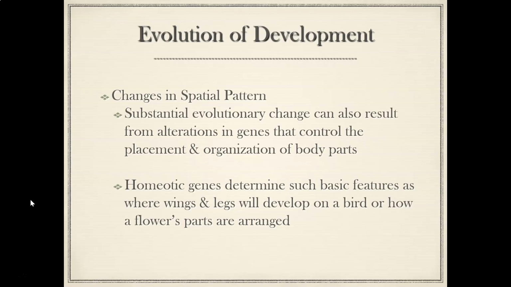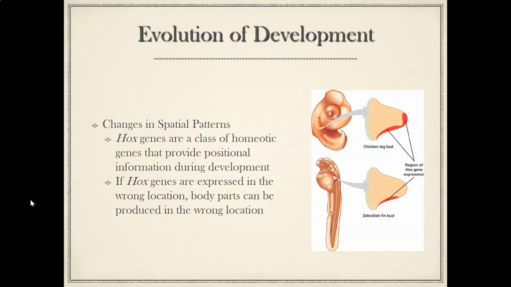But the idea is that they determine basic features and where they're supposed to be arranged. Everything from the wing and leg development in a bird or the arrangement of flower parts to even us, we also have these Hox genes as well. So they are a class of homeotic genes that provides positional information. So it tells the body where the head should be, where the tail should be, where your limbs should be.